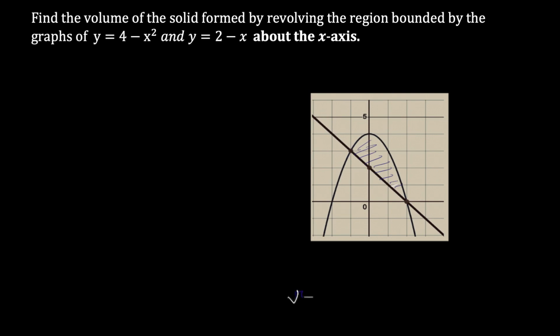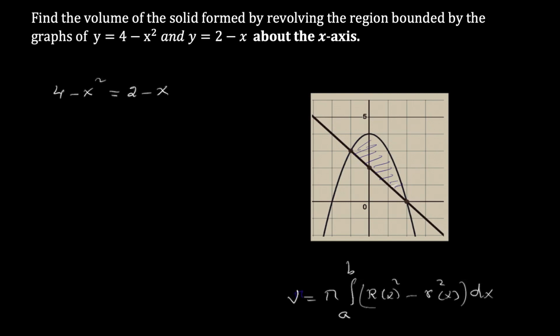We say the volume is equal to pi integral from a to b, the big radius squared minus the small radius squared dx. But first, we need to find the points of intersection between the two curves. And to do that, we can equate the two functions. We can say 4 minus x squared is equal to 2 minus x to find the points of intersection between the two curves.